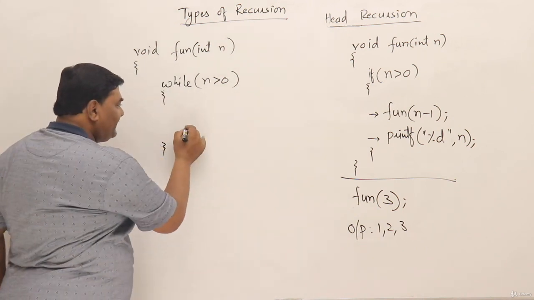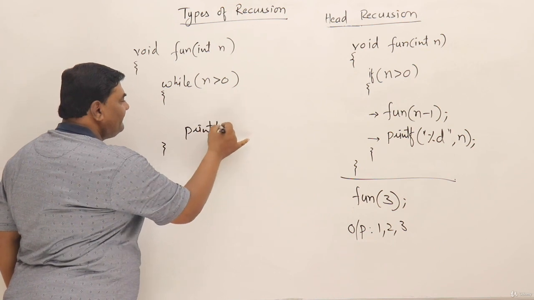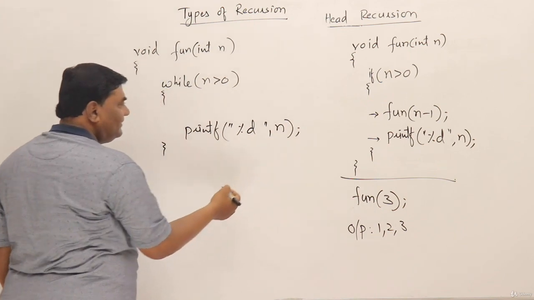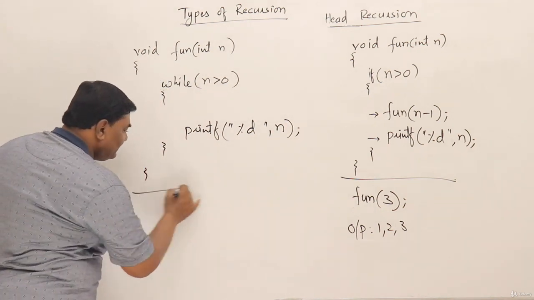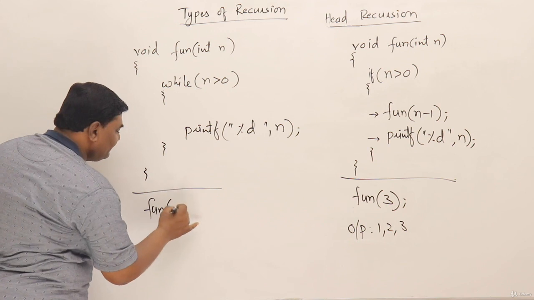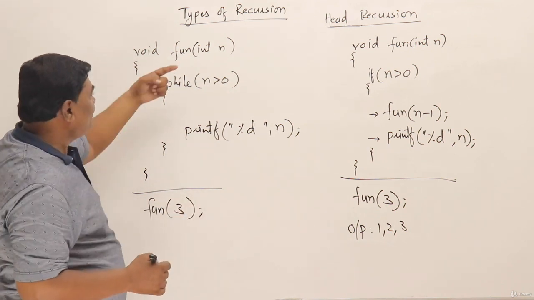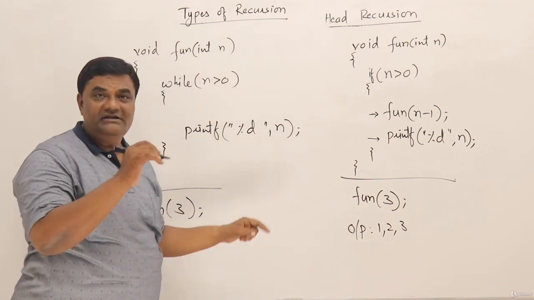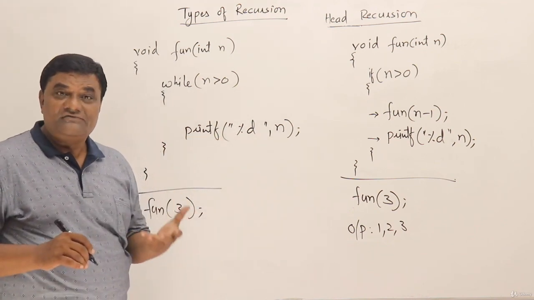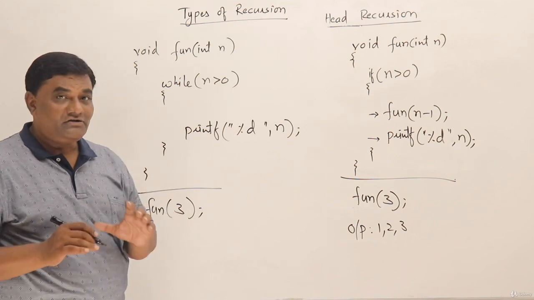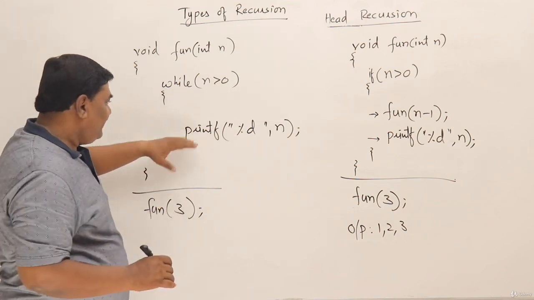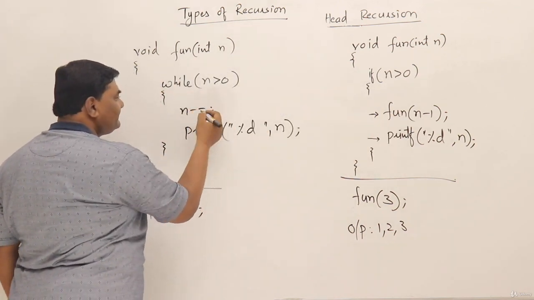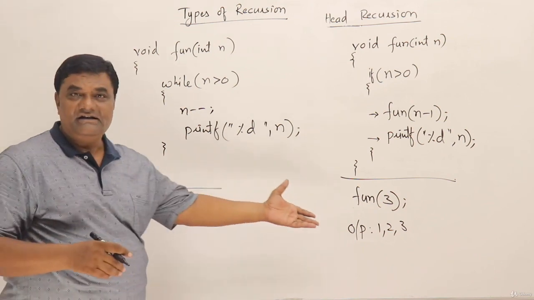So if I use printf here, printf %d n, and I am passing function fun with value 3, then first the value of n will be 3. So 3 is greater than 0, yes. So it will print what? 3. It will not print 1. The first value that will be printed will be 3. It is not 1. Then if I have to repeat, instead of that if I write n minus minus, then it doesn't work the same as that one.